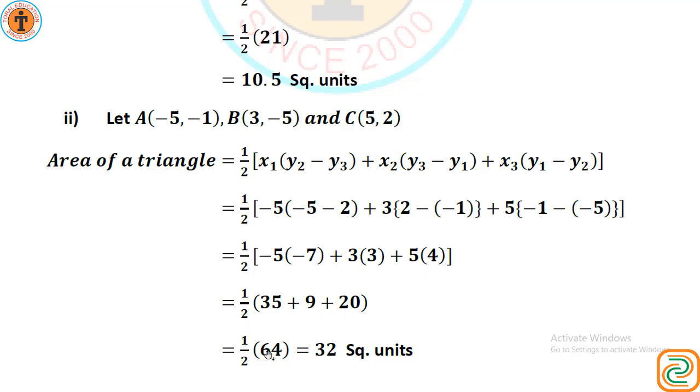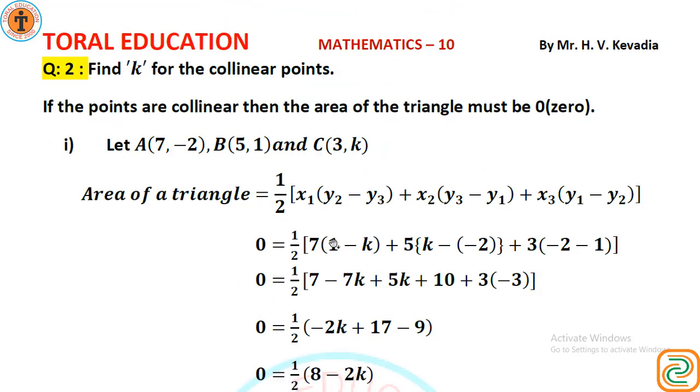Again half into 64, because sum of all these three terms is 64. 64 divided by 2, that is 32 square units. Okay. Now question number 2.